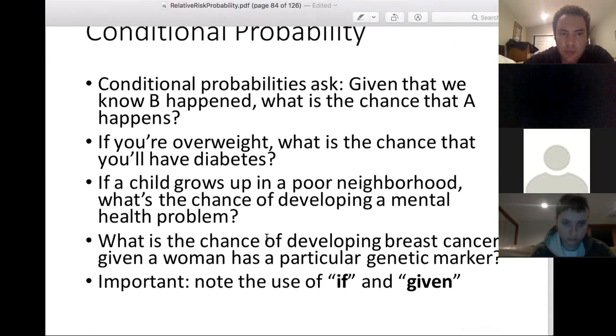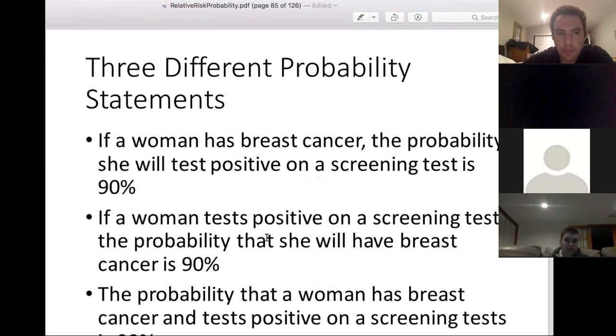So given that we know B happened, what is the chance that A happened? So given that you're overweight, what is the chance that you'll have diabetes? That's a conditional probability because it's looking at those who have diabetes in those specifically who are overweight. And then we have a few more examples here. So that should help clarify what conditional probability is. It's subgrouping the amount of people that you're looking at for a given probability.